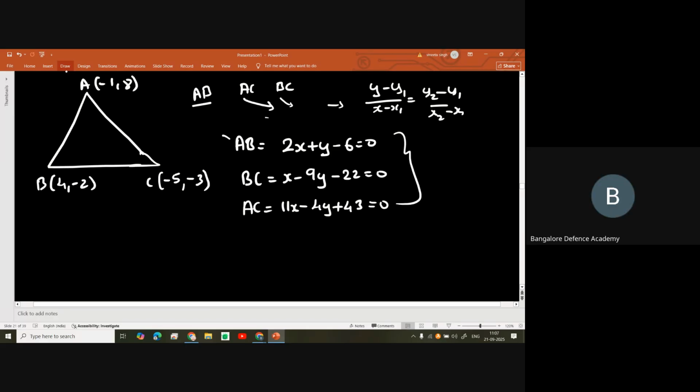Okay. I have given you the equations of all these 3 lines. Just take down these answers and cross check whether you are getting them or not. If you are not getting it, please let me know. I can solve it.